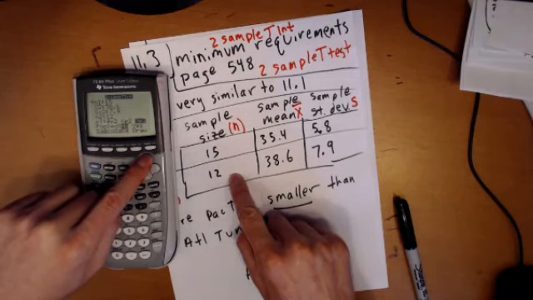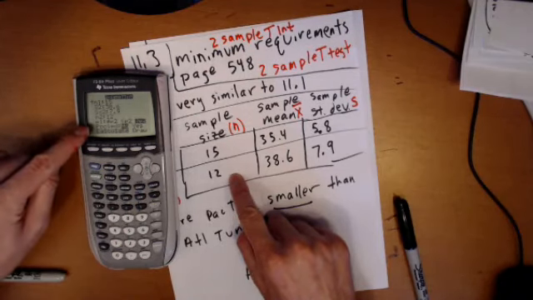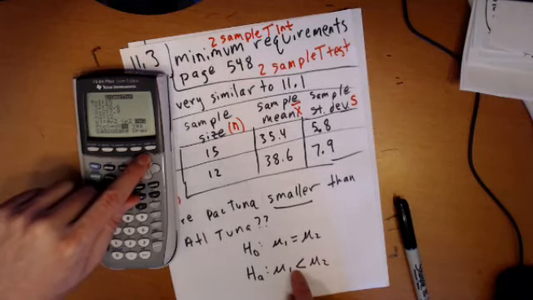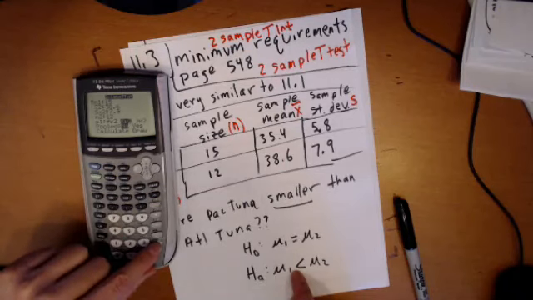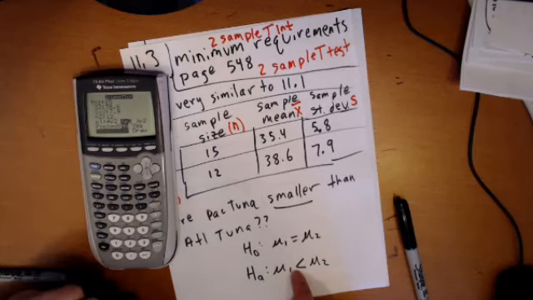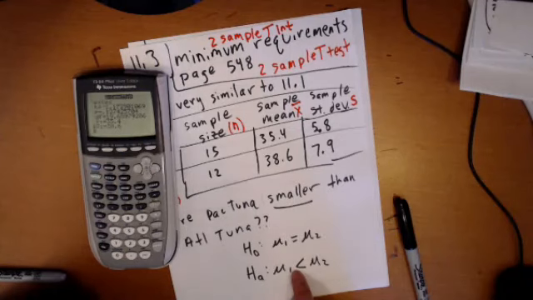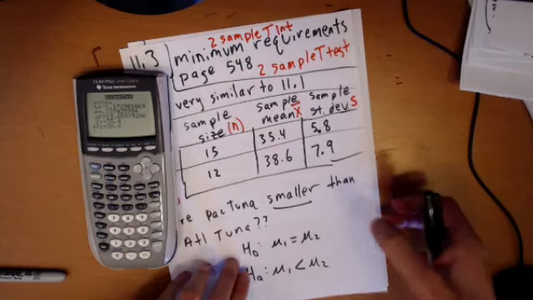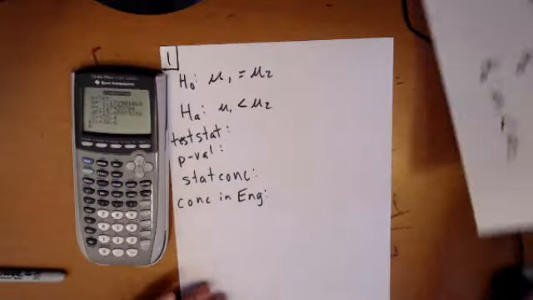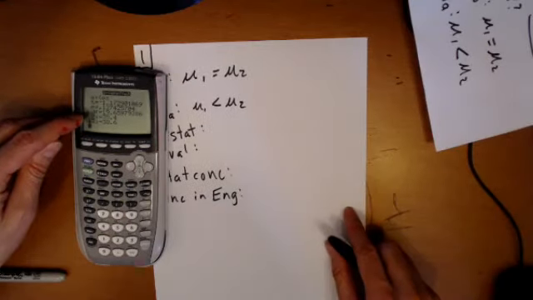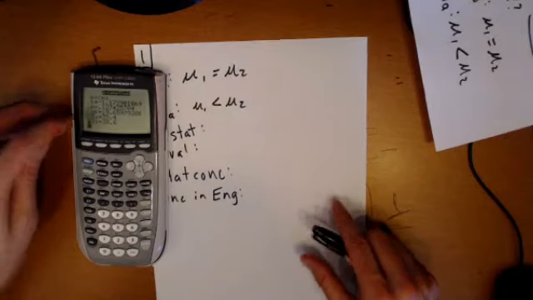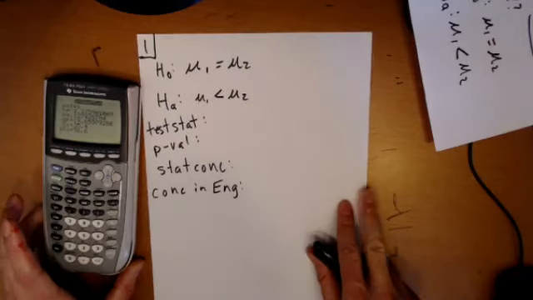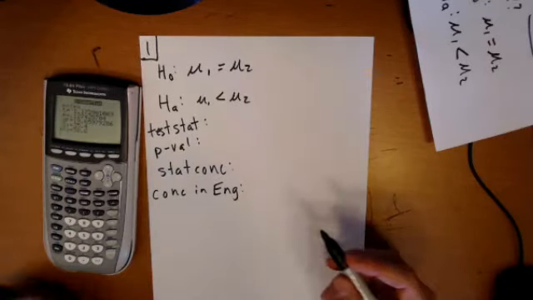Scroll down more. The alternative is a less than symbol, so we choose the less than symbol. Enter. Pooled, always just put no. Don't pool. And then calculate, hit enter. Ta-da! It gives us all the information we need. You'll notice the degrees of freedom is really weird and complicated. It's a weird formula. You'll see it in your book on page 551. It's best to just let the calculator do it for us and sort of ignore it. But technically speaking, there is a degrees of freedom.